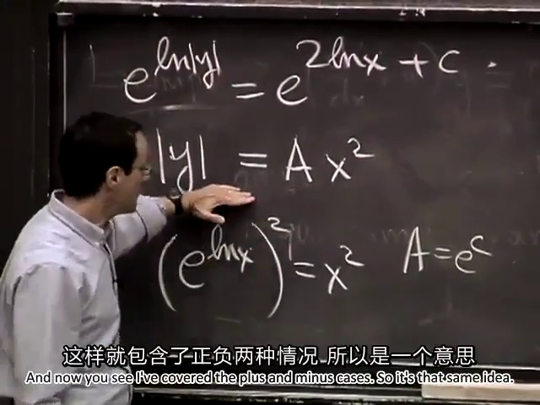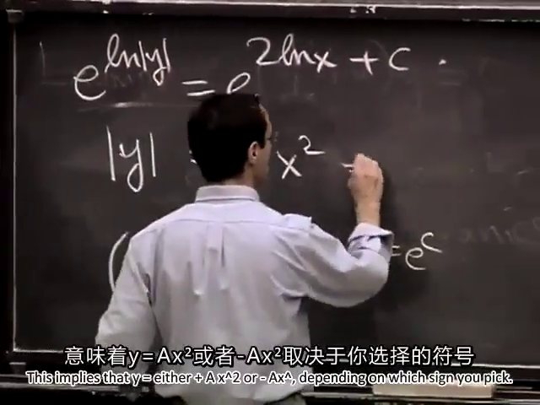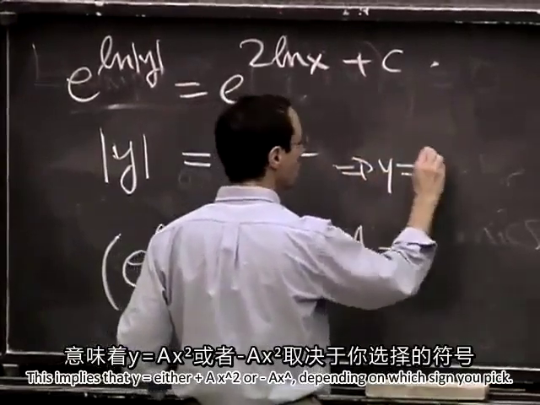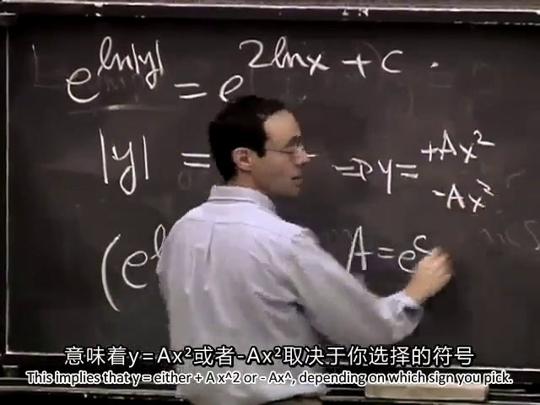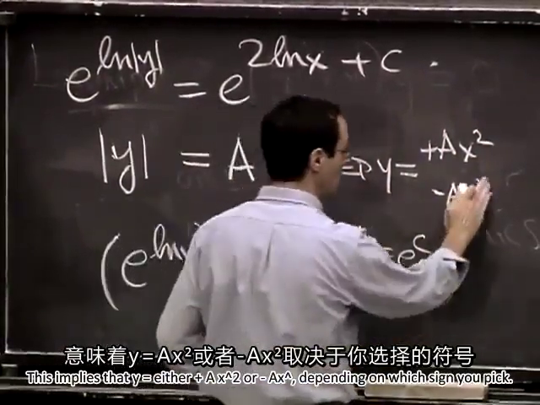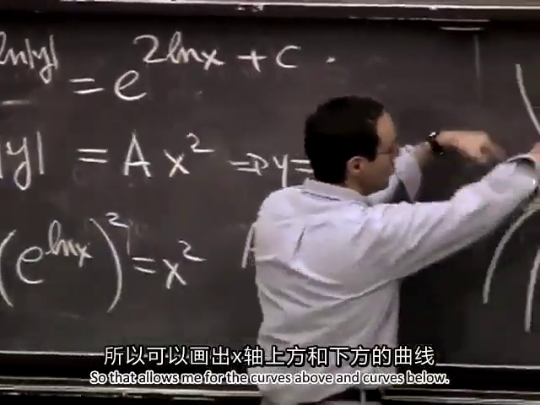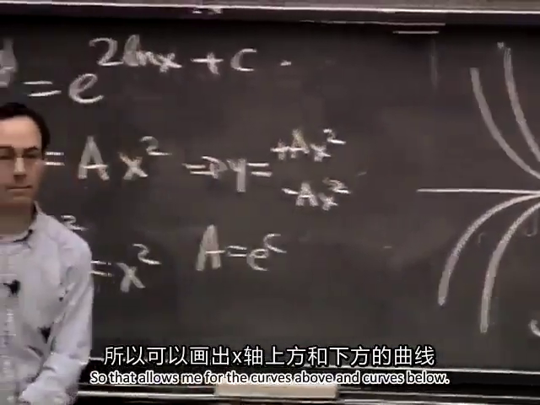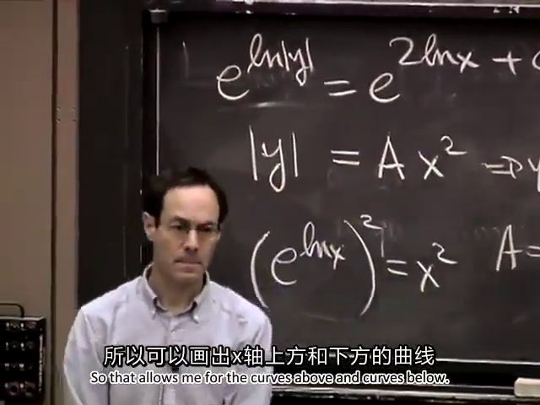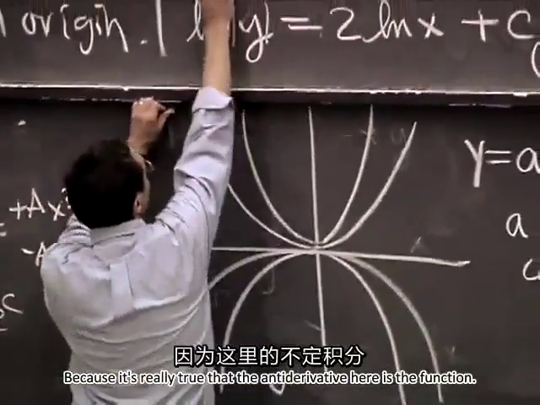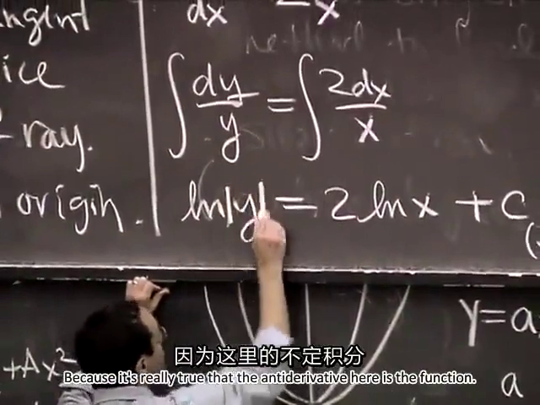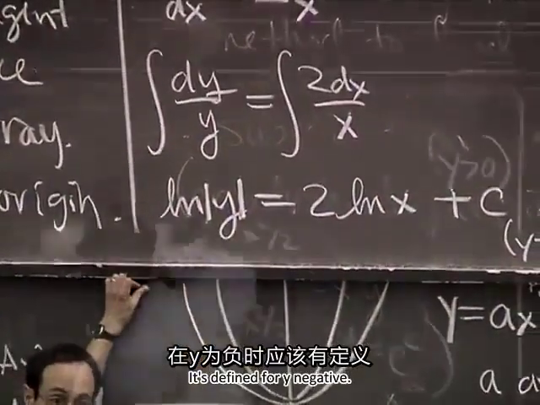All right? So it's that same idea. This implies that y is equal to either plus a x squared or minus a x squared, depending on which sign you pick. So that allows me for the curves above and the curves below. Why couldn't you just insert the absolute value? Because it's really true that the antiderivative here is this function. It's defined for y negative.